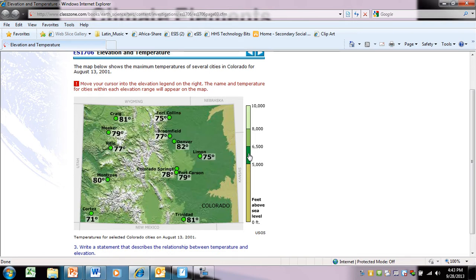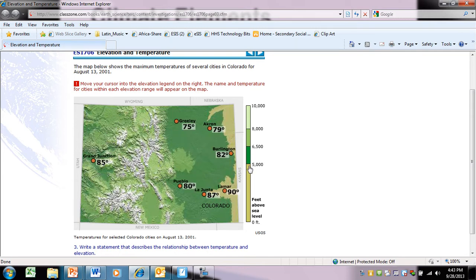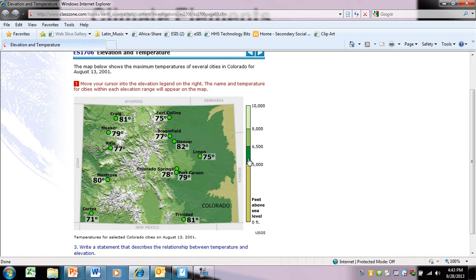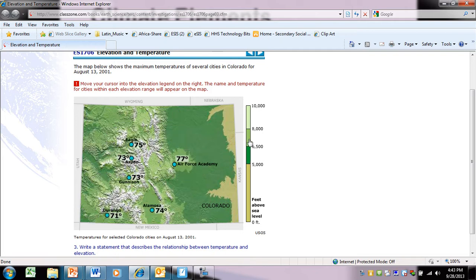Going lower at 6,500 feet, we have Fort Carson at 79 degrees and Trinidad at 81. And coming down lower to 5,000 feet, we have Lamar at 9 degrees and Burlington at 82 degrees. So as you can see, we start down here in this lower area, we have hotter temperatures. Going up to the next level, it gets a little bit cooler. Next level, cooler. And the highest point is going to be your coldest one at Leadville at 66 degrees.